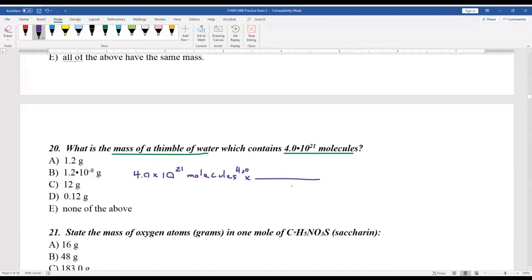So I can't convert molecules to grams directly, right? What can I convert molecules to? Moles. Yeah, moles. I'll convert molecules to moles. Molecules comes on the bottom, moles comes on top. Now, what numbers do I put on top and bottom? What goes in front of molecules? 6.022.